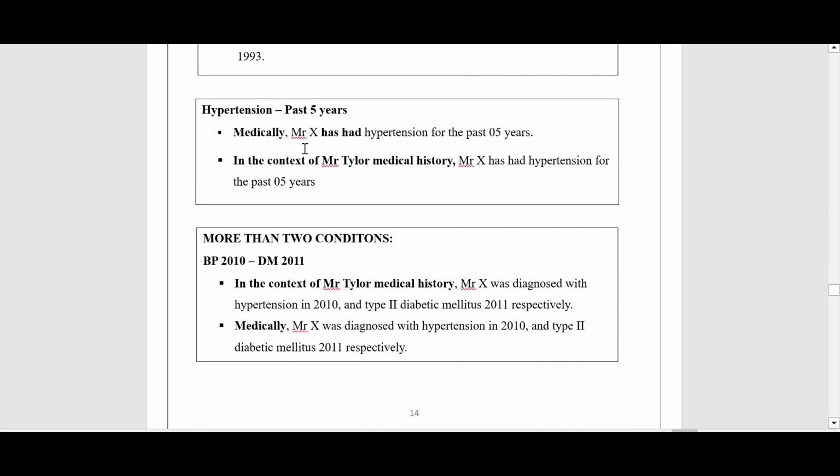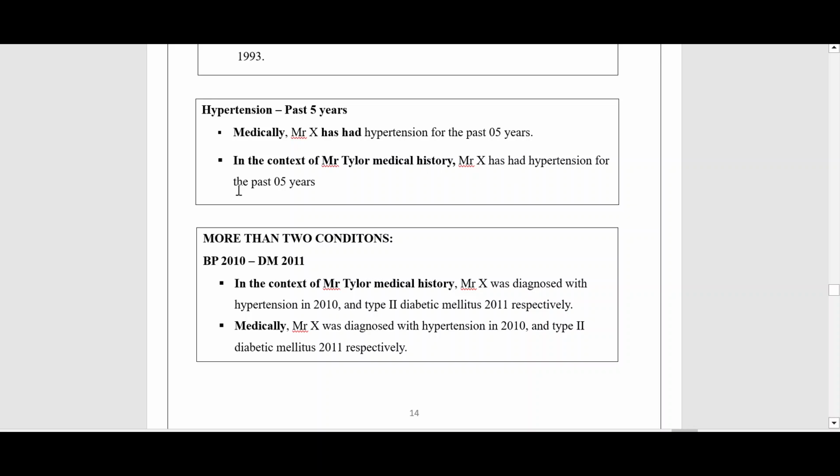In case for the past 5 years you are writing such a letter or case note, then you need to put 0 in front of the 5 and 4. I told you, 4 means it is already past. For the past 5 years, medically, means he's still having that problem, okay.